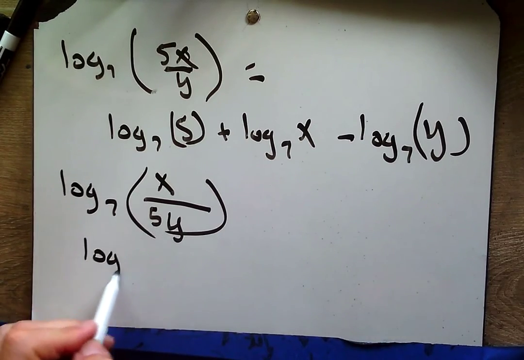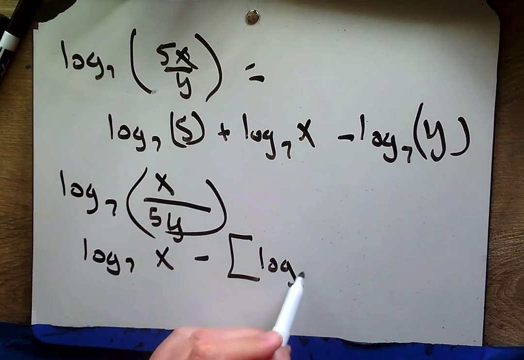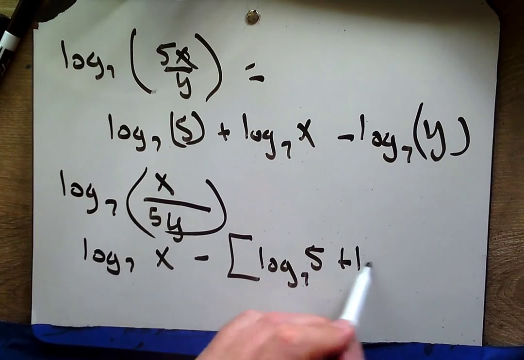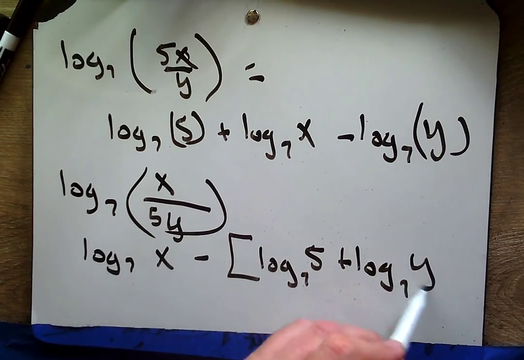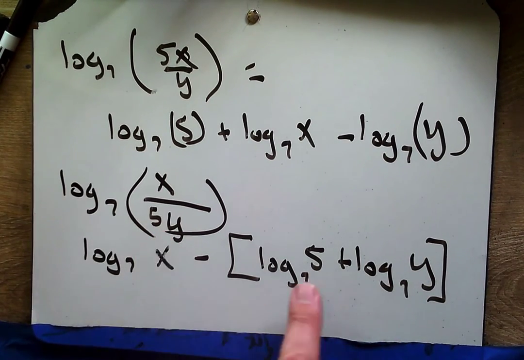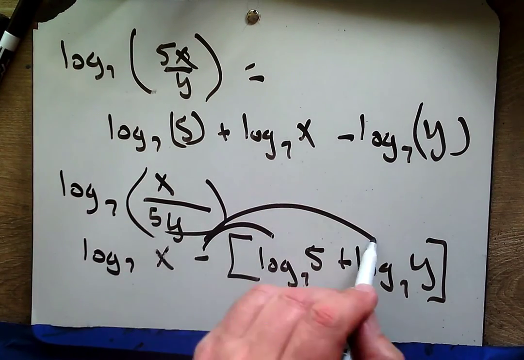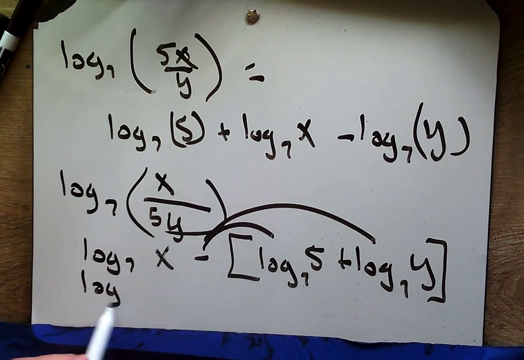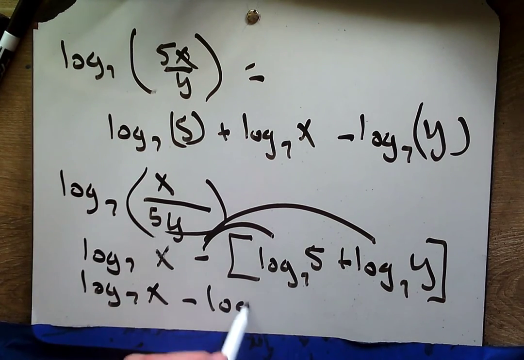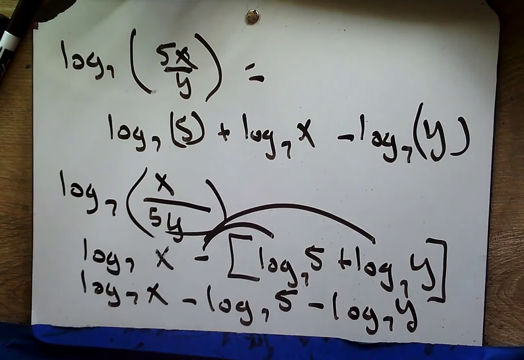Did you get log base 7 of x minus log base 7 of 5 plus log base 7 of y? You know, many people think about this, and so they have that. Careful though, this minus applies to both of these. Log base 7 of x minus log base 7 of 5 minus log base 7 of y.